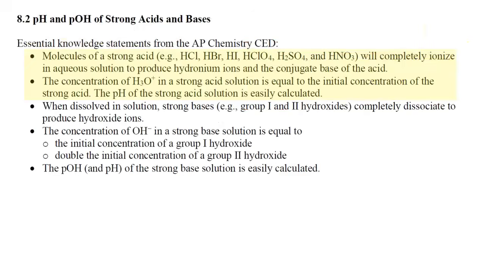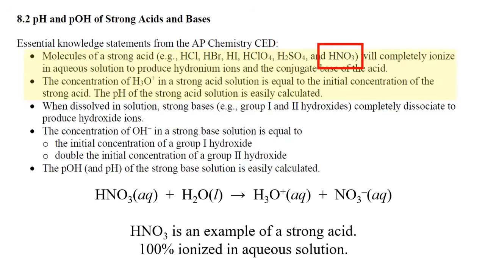Now, let's take a look at topic 8.2, pH and pOH of strong acids and bases. There are 6 strong acids that AP Chemistry students should know to prepare for the AP Chemistry exam. And that includes HCl, HBr, HI, and then 3 others. But one of them is listed as HNO3, that's nitric acid. HNO3 is an example of a strong acid. It is 100% ionized in aqueous solution.